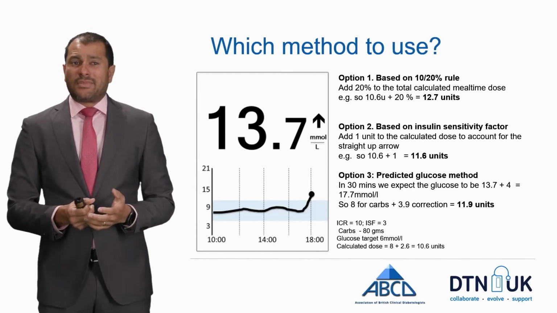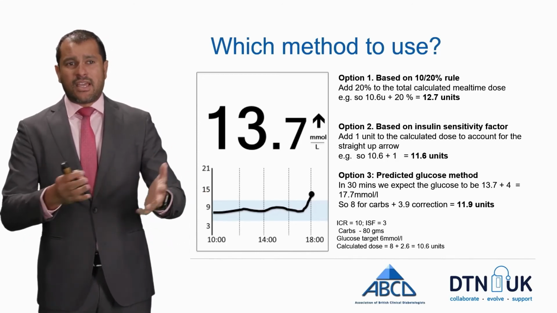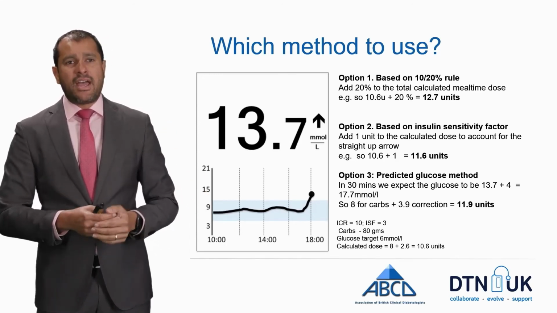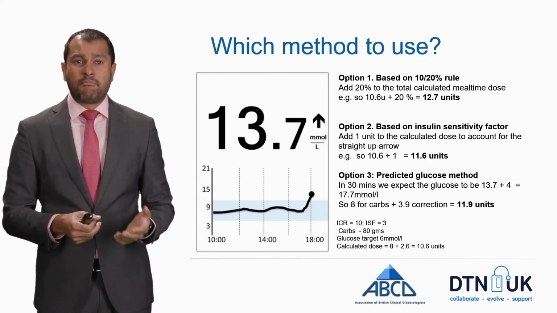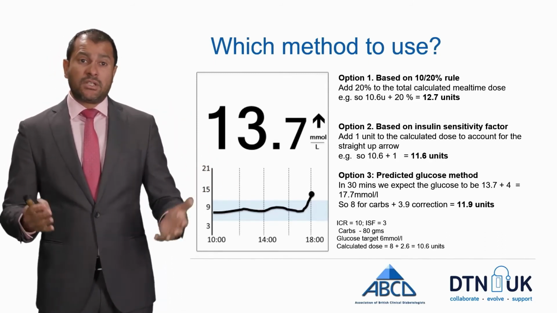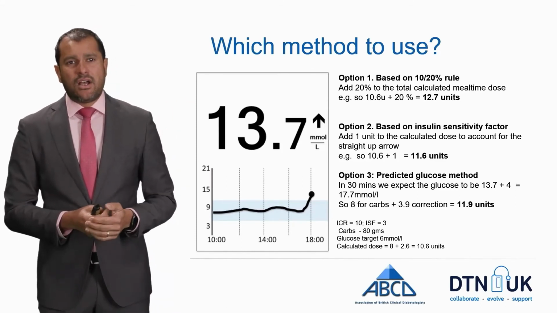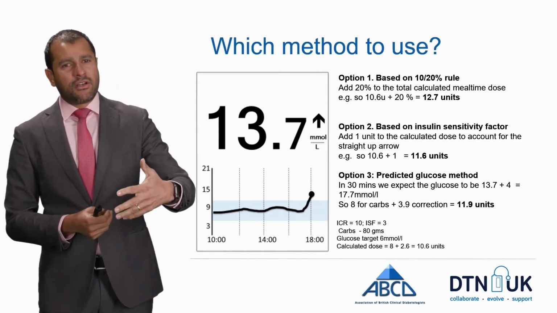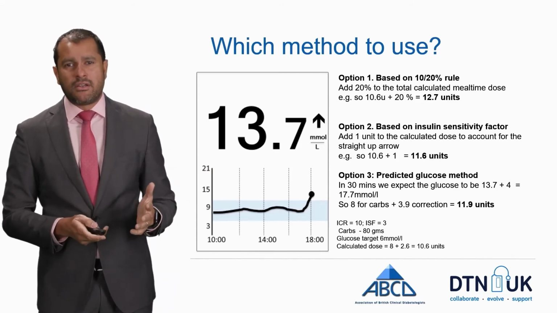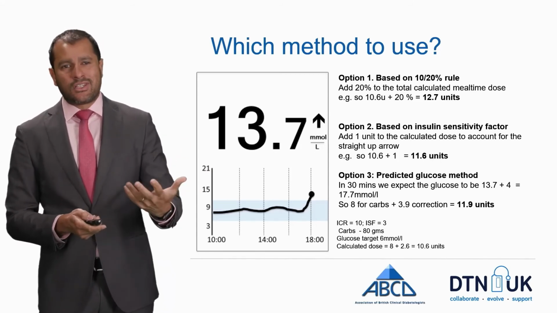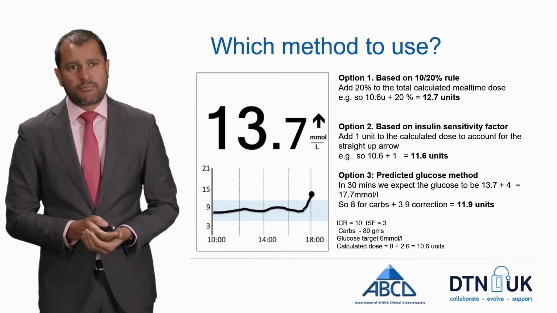So if you've got a bigger meal, and this is that same sort of glucose, but for an 80-gram carb meal, you can see that on the 10-20% rule, you get a bigger rise because it's a bigger meal. So it's 12.7 units. And the ISF and the predicted glucose method give you, again, very similar numbers, 11.6 and 11.9. Once you've rounded them out, as you can see, there's not a lot of difference between them.